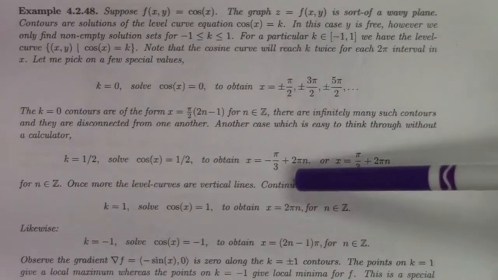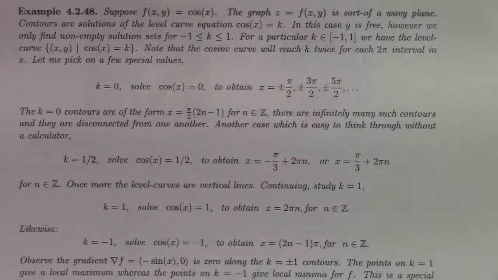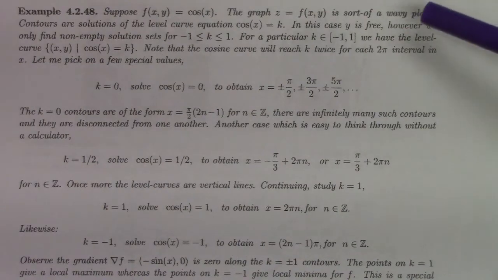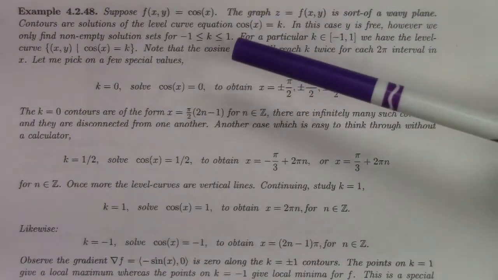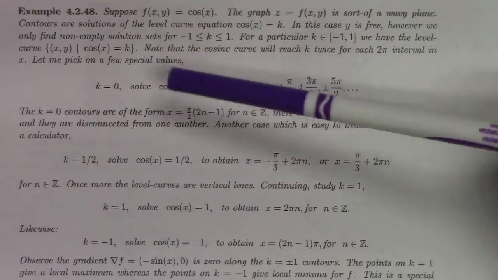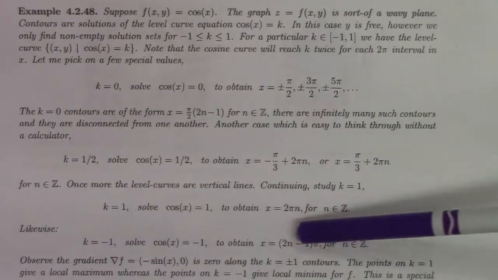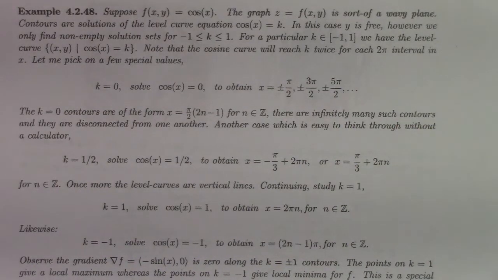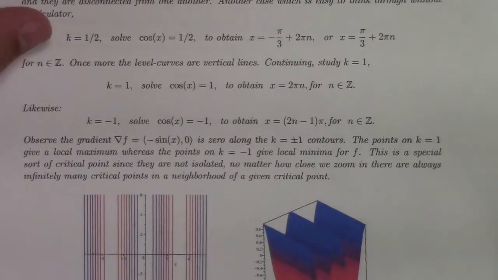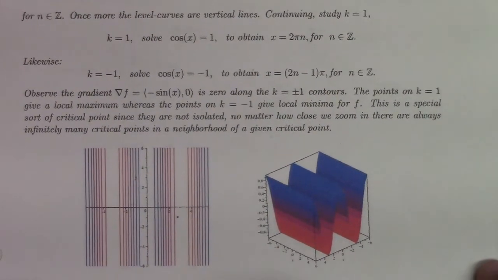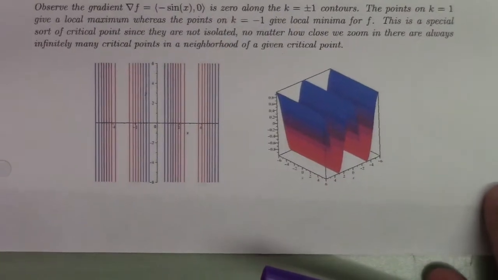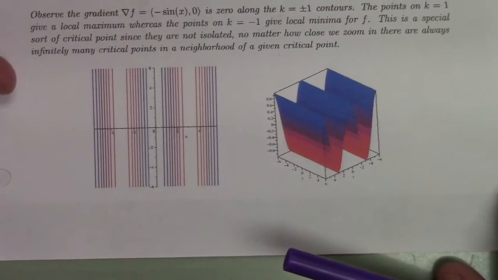Level curves are vertical lines. So I figured out where k equals 0 goes. K equals 1/2 looks like this. K equals 1 looks like that. K equals minus 1 looks like that. I figured out that the gradient of f is 0 along the plus or minus 1 contours. Sorry, I'm out of frame. The plus or minus 1 level curves are actually where you have maximums or minimums, as it happens. Those are places where the gradient is 0.